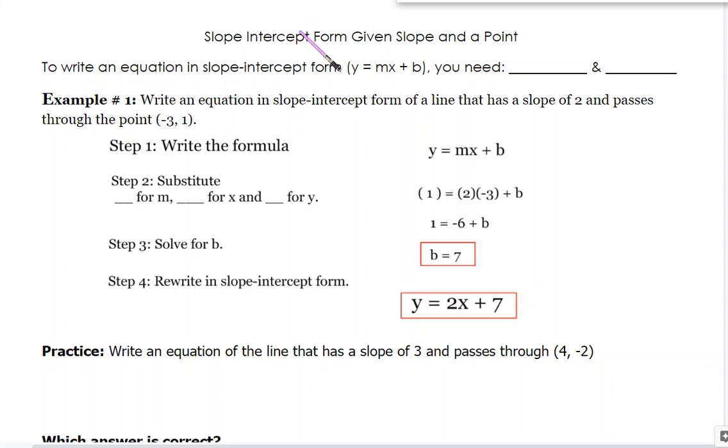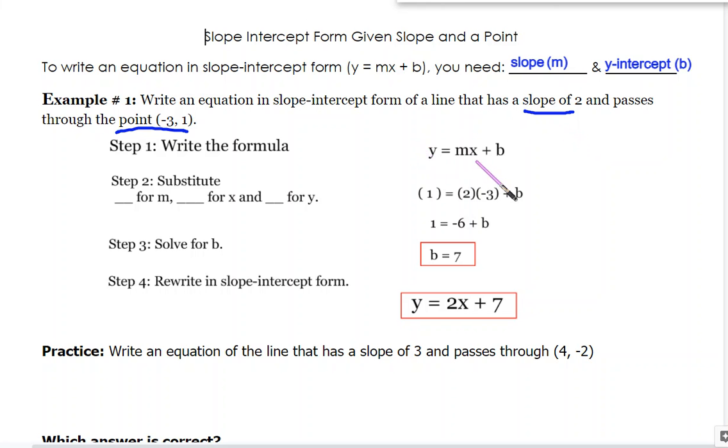Okay, so to write an equation in slope-intercept form, which is y equals mx plus b, you need your slope and you need a y-intercept, right? Remember, slope is m and the y-intercept is the b. Okay, so what I'm talking about here is when you get something like this, where it says write an equation in slope-intercept form of a line that has a slope of 2 and passes through the point -3, 1. So they want to know this equation. So how do we figure this out?